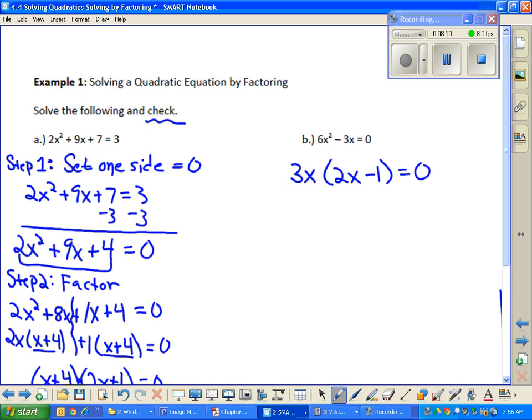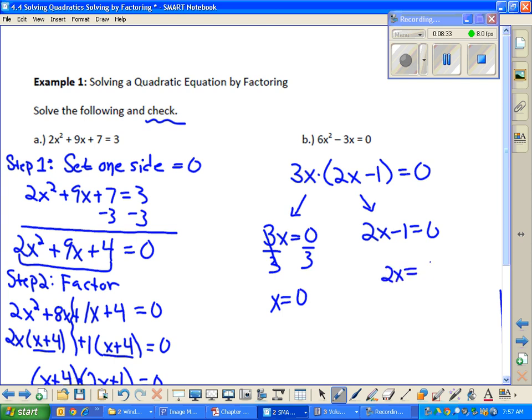Now I can move into step 3. I have to use the zero product property. I have 2 factors, 2 things multiplied together to equal 0. Any factor that has an x in it, I do need to set equal to 0 to solve for that x. Here, if you divided both sides by 3, 0 divided by 3 is just 0. Whereas if you add 1 to both sides and divide both sides by 2 over here, you get 1/2. And you could also plug these back in to check, and they do both work.